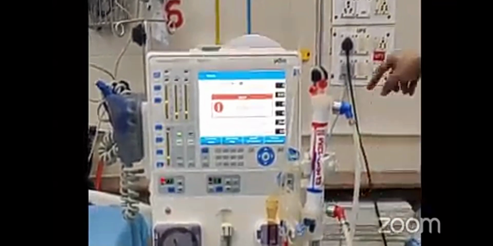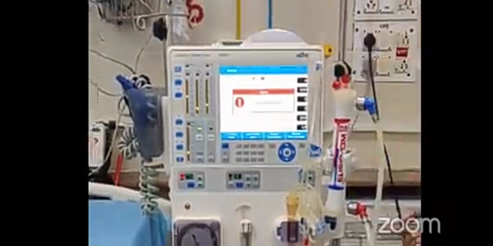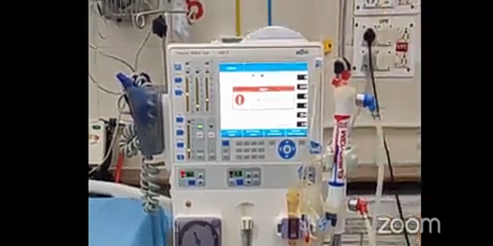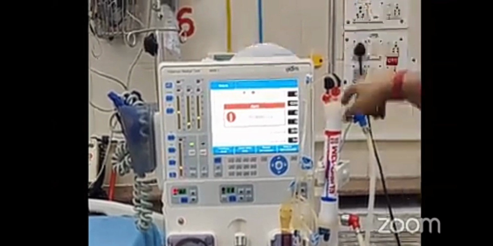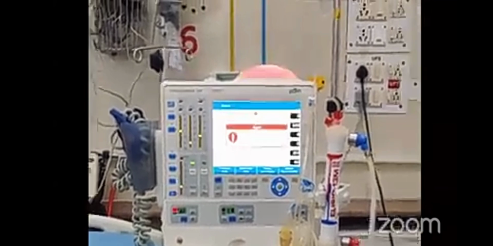So the mechanism is that the blood will be going down from up and the dialysate will be going from bottom to up. So it's a countercurrent mechanism. The circuit is getting primed first.